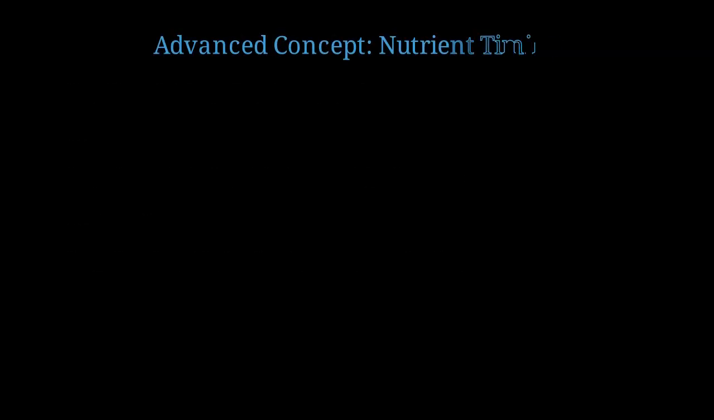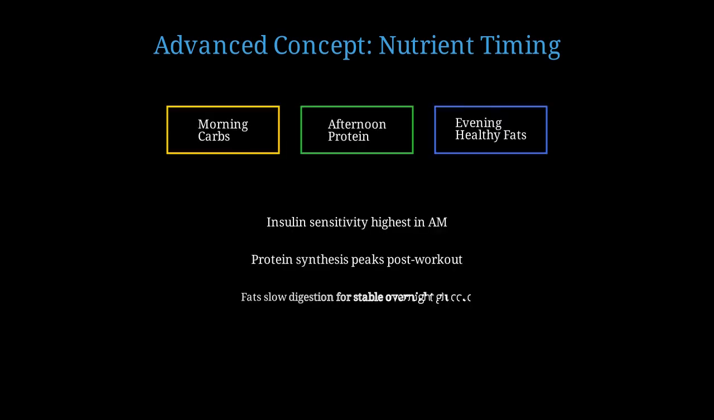Let me introduce an advanced concept called nutrient timing optimization. This is about when you eat certain nutrients, not just what you eat. The AI can optimize when you consume different macronutrients. Insulin sensitivity is highest in the morning, so that's the best time for carbohydrates. Protein synthesis peaks after exercise, so that's optimal for protein intake. Healthy fats in the evening slow digestion and help maintain stable blood glucose overnight.